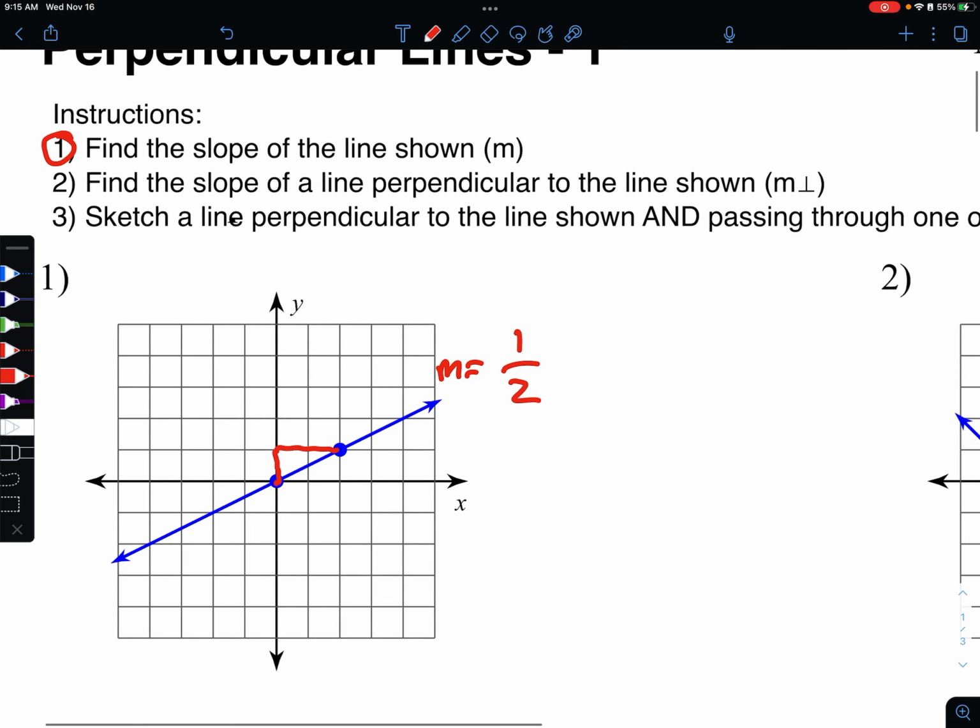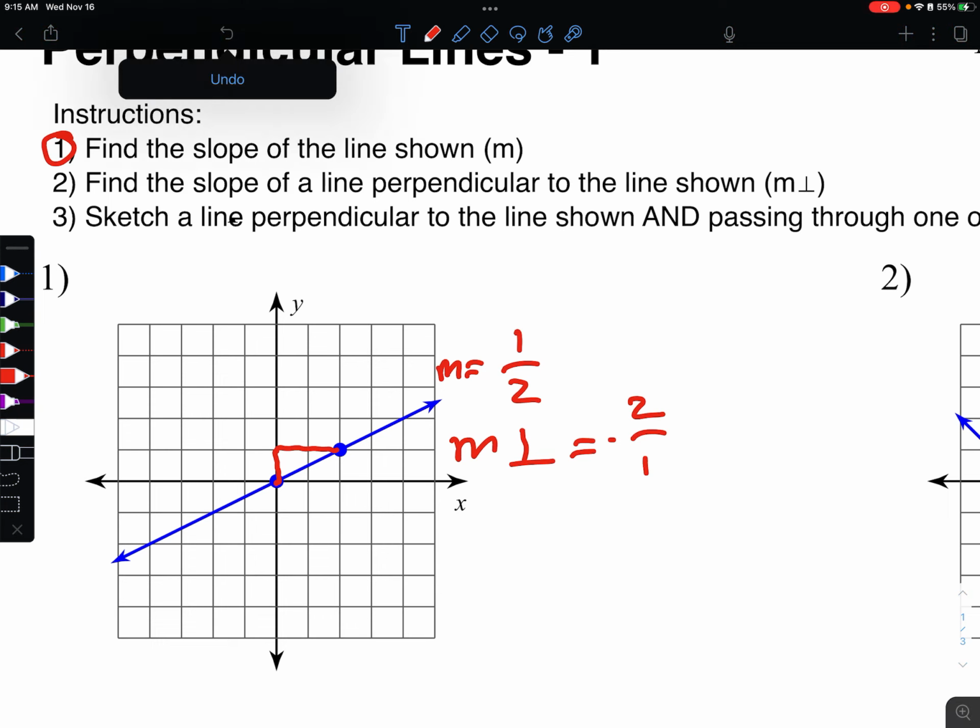Find the slope of a line perpendicular. Okay, so the line perpendicular would be, we do this, and here's the perpendicular symbol. It's going to be the negative reciprocal, or the opposite reciprocal. So instead of 1/2, it's going to be 2/1, and it needs to be negative. So that's a negative sign. Let me make that a little bit bigger. So negative 2/1. So we're done with that one.